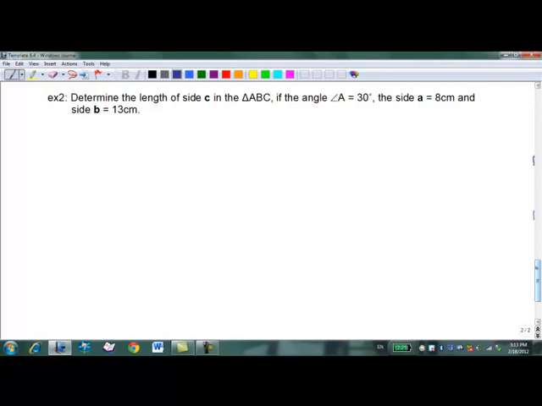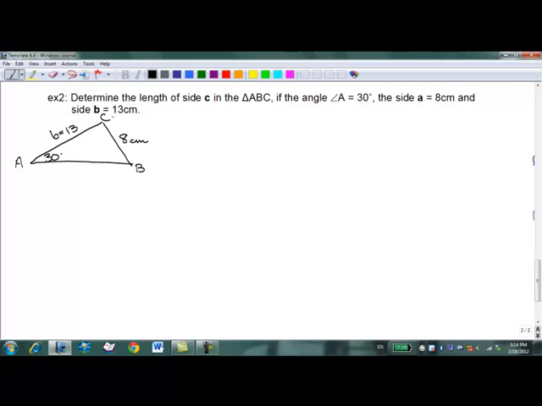Determine the side length C in the triangle ABC if the angle A is 30. Right away there's our first clue: angle A is 30, which is less than 90 degrees. Let's call that angle A. I'm just going to draw a general triangle, and then we'll draw another one for the other case. So angle A is 30 degrees. Side A is 8, so that's 8 centimeters, and the side B is 13. Let's call this top one 13. That would mean this is angle B, and that is angle C. So this is one way it could happen.